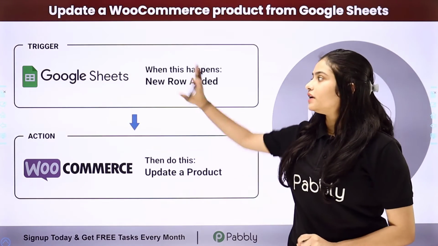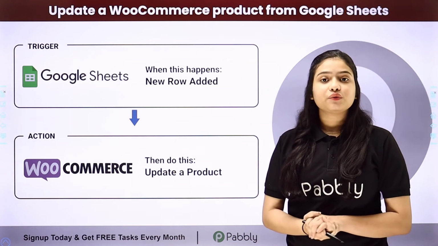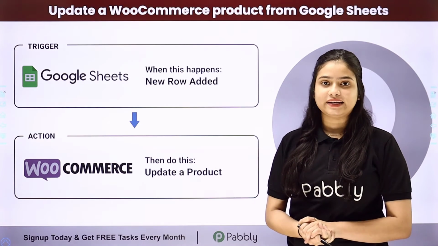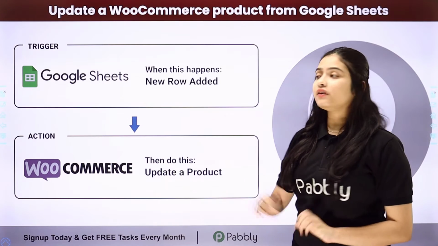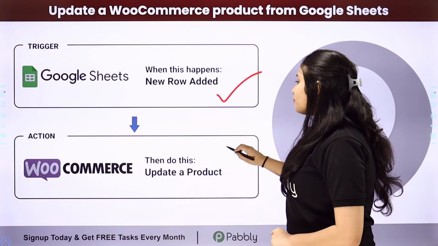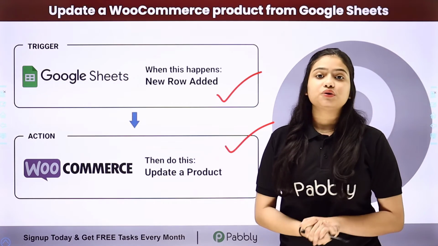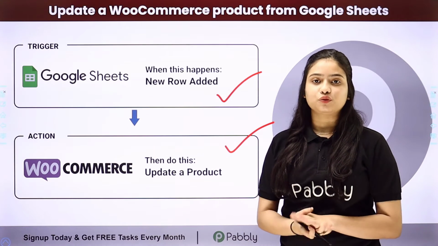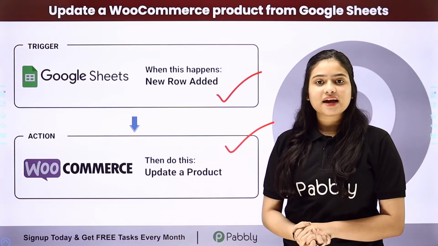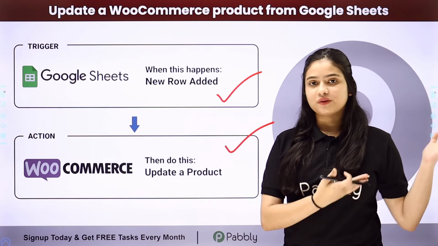For this, we will have to integrate both these applications, and that we are going to do with the help of an amazing automation and integration software, Pabbly Connect. Now here we have Google Sheets in our trigger and WooCommerce in our action. So we will be connecting both of them by using Pabbly Connect in order to automate this entire process. And to learn this entire automation step by step, let me take you all to my screen.